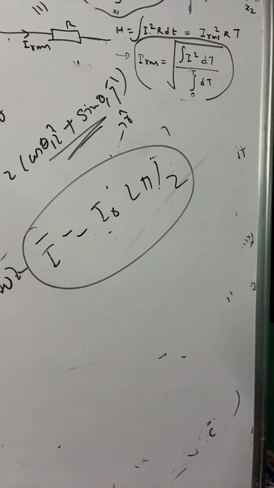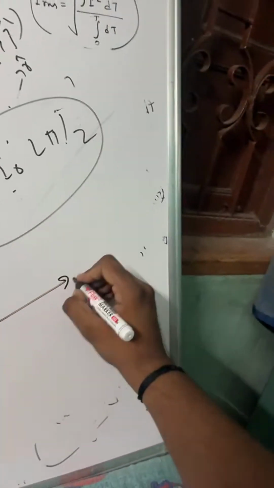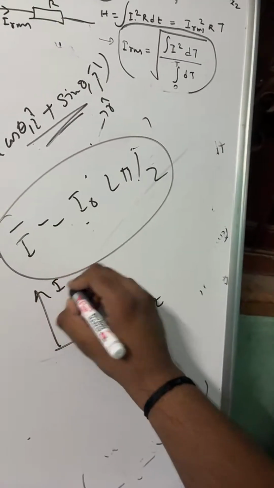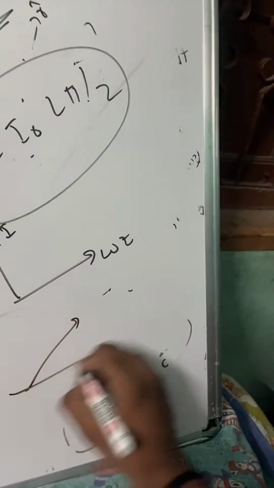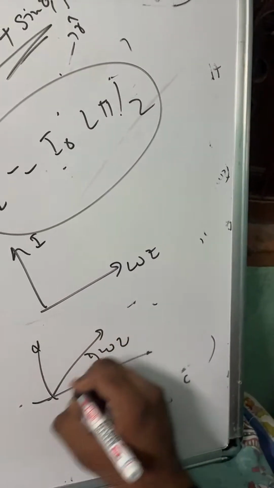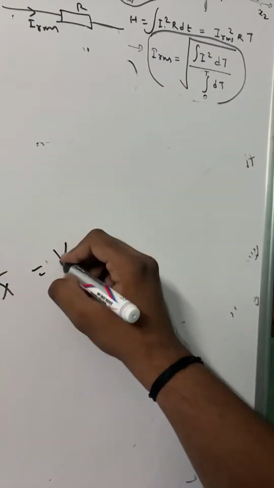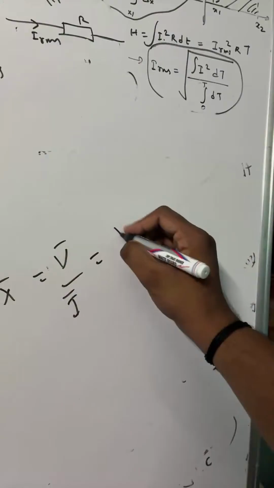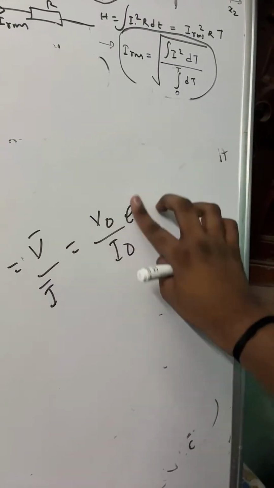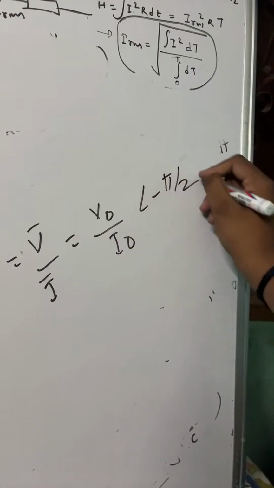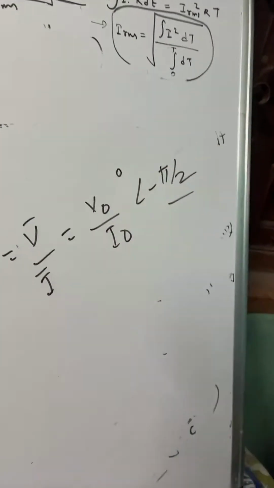Rather to say, if it's omega t, the I will be here. Or in the complex plane, if it's omega t, it will make 90 degrees with I, right? So this is the physical significance of this. And if you want to talk more, the complex impedance is given as V bar by I bar, which you will take as V naught by I naught angle 0 minus pi by 2, right?